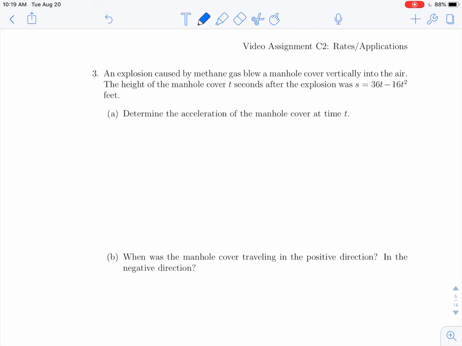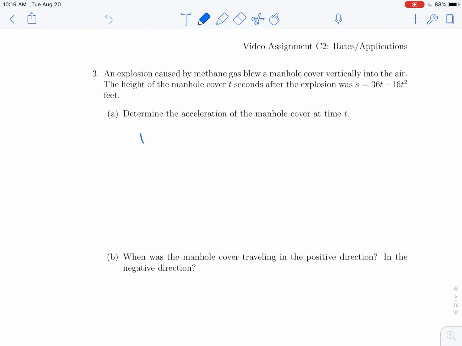Guided exercise number 3. An explosion caused by methane gas blew a manhole cover vertically into the air. The height of the manhole cover t seconds after the explosion was s equals 36t minus 16t squared feet. Part A says determine the acceleration of the manhole cover at time t.